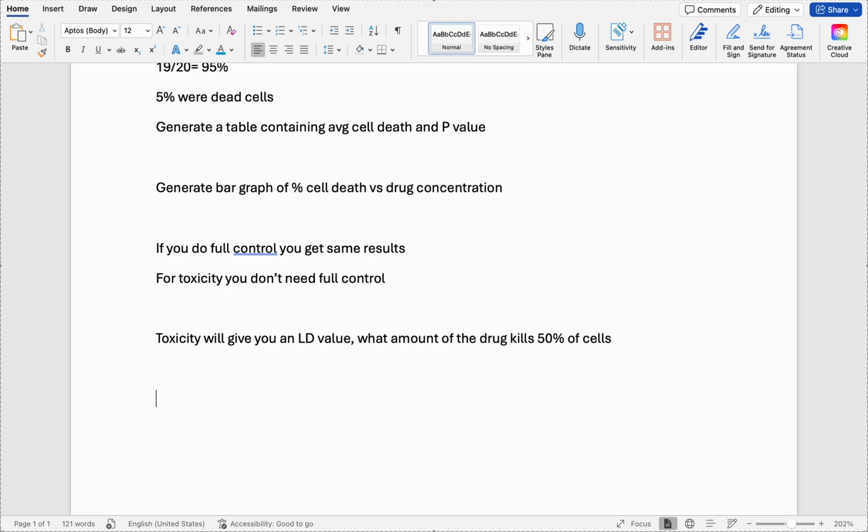Now, here's why this is important. There's something called the therapeutic index, which is equal to LD50 over EC50.